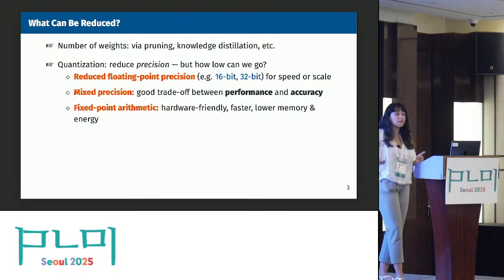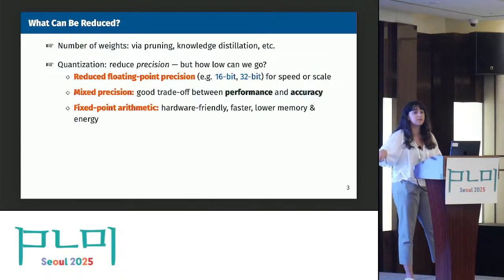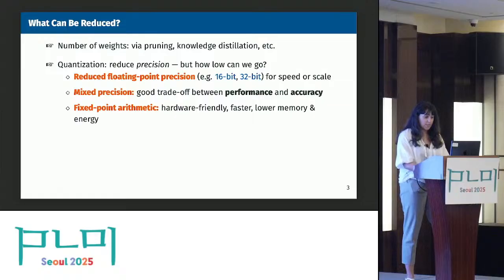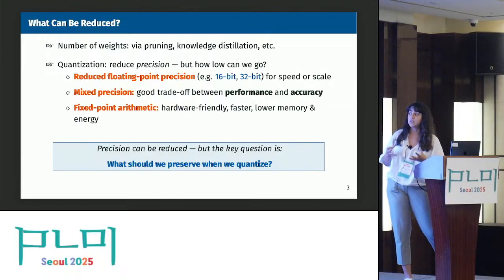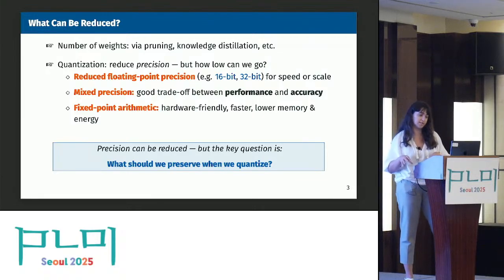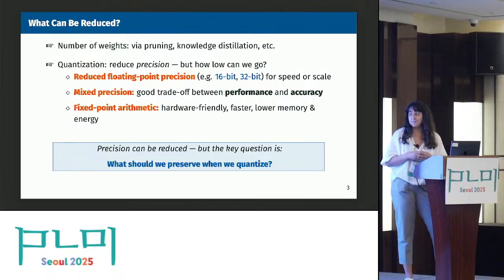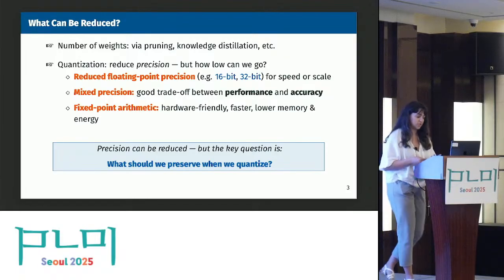There is also another type of quantization, which is to change the arithmetic, to convert from floating point arithmetic to fixed point arithmetic, which is based on integers. So in this work, we are only interested in doing quantization while keeping the floating point arithmetic for the quantized neural networks. But once we have done the quantization, what should we quantize?